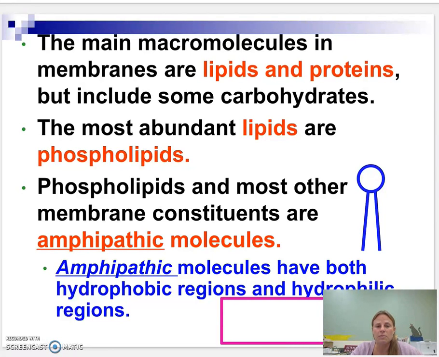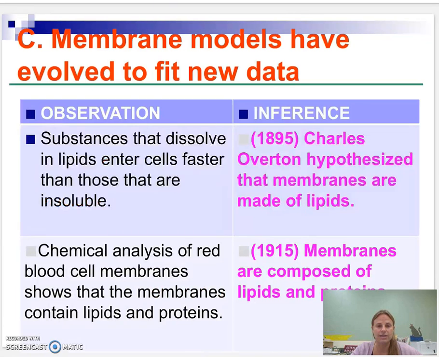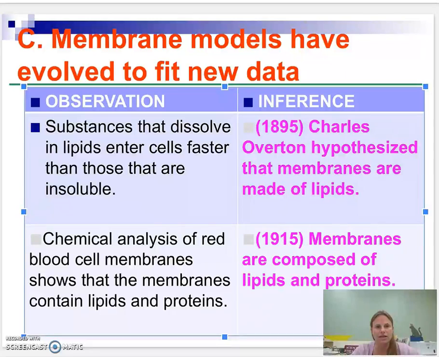And if you remember from our biochem unit, phospholipids are amphipathic, meaning they have both hydrophilic and hydrophobic regions. So the membrane is fluid. It has proteins embedded or attached to a double layer of phospholipids, a phospholipid bilayer. And it's a fluid structure that's dynamic. It isn't static. We didn't always think that the membrane was this fluid phospholipid bilayer.